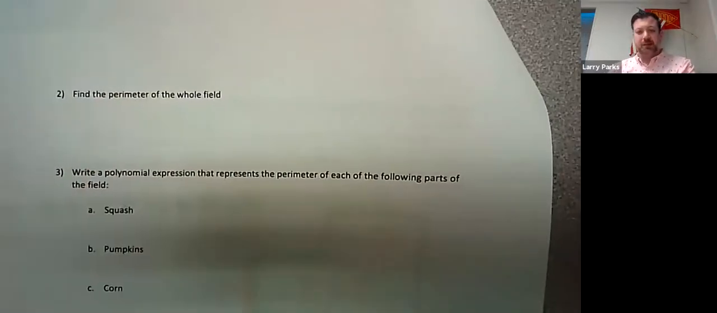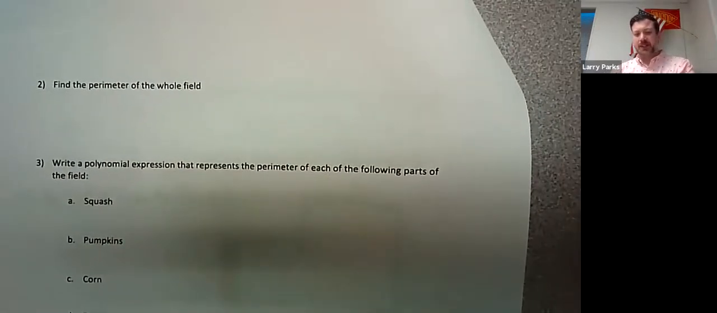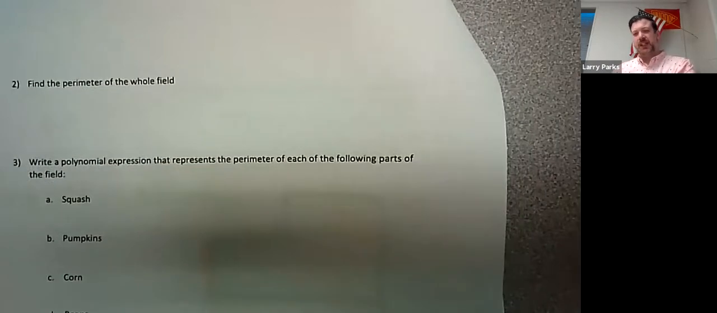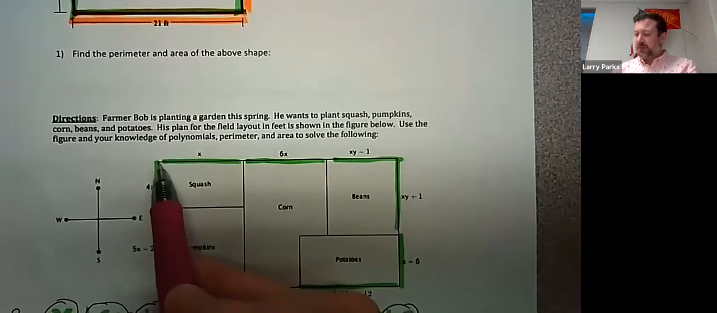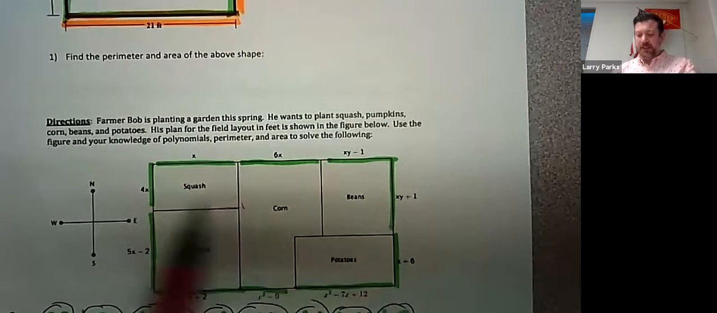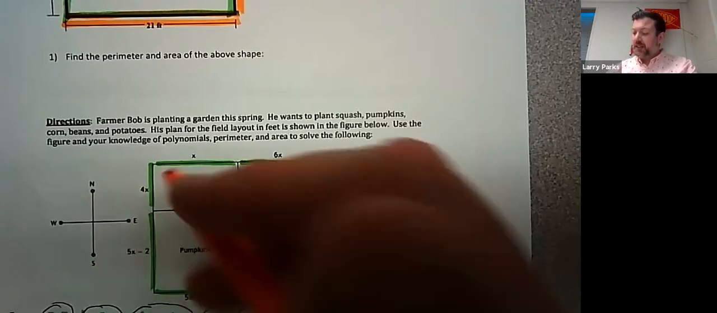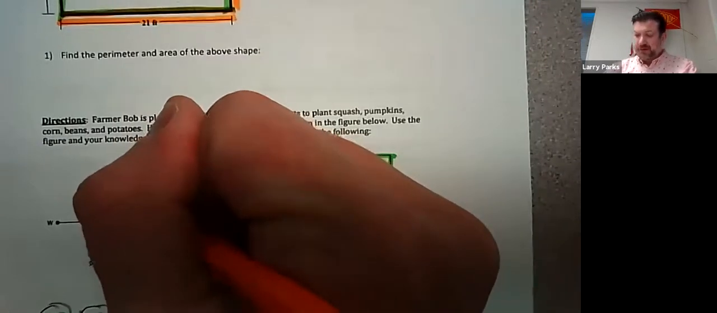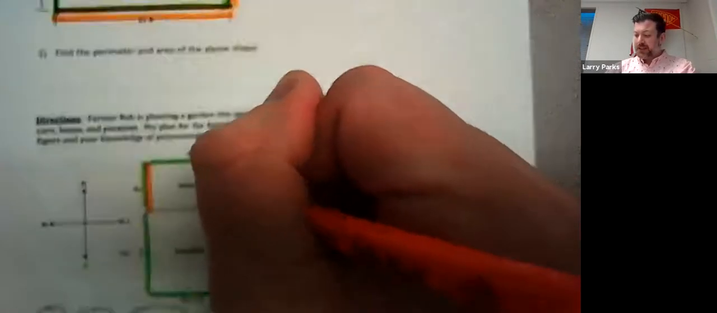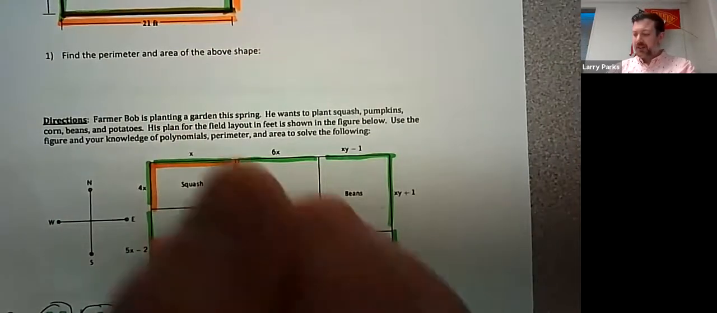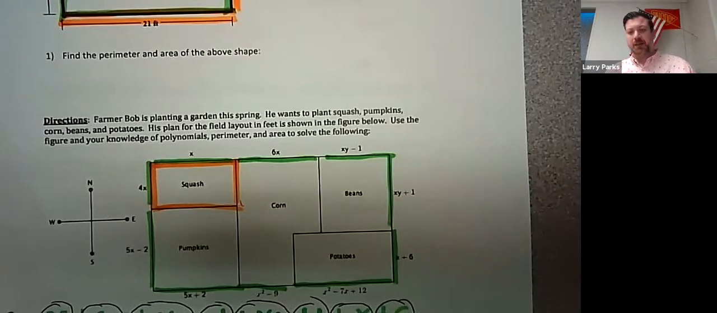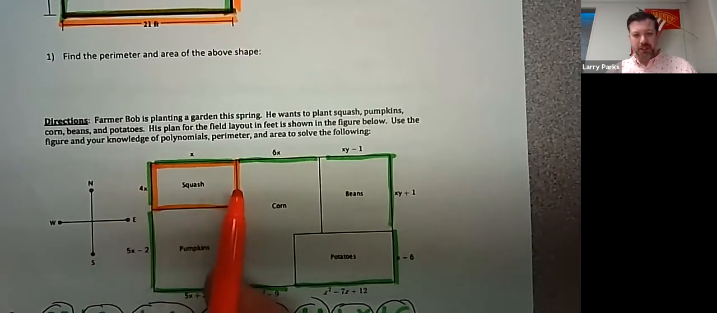That would go here. Find the perimeter. Write an expression that represents the perimeter of each of the following fields. So if I wanted to find the perimeter of the squash field, which now that I'm looking at it just seems like it's not worth our time, the squash field is going to be 4x plus this 4x, that's 8x, plus this x, 9x. Well, this is also x, so that'd be 10x. So it's going to be 4x plus x plus 4x plus x, that's 10x.